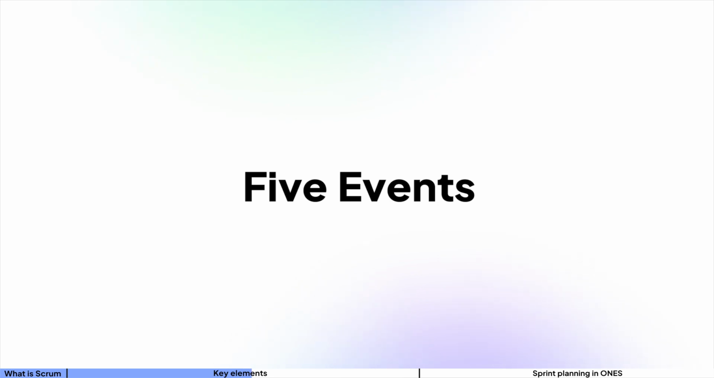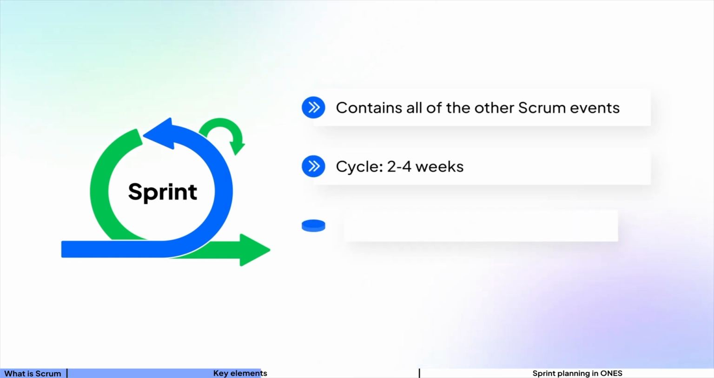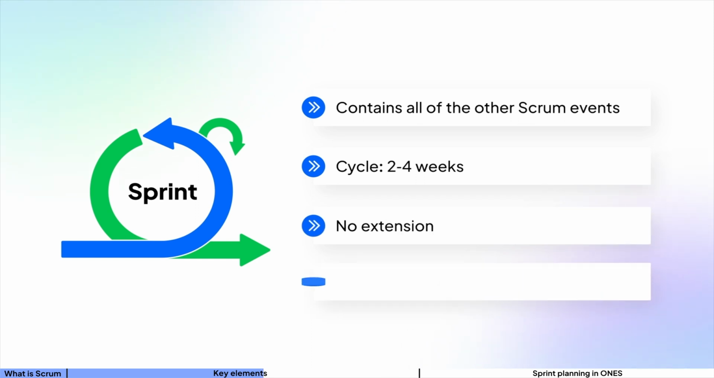Next, let's have a look at the 5 events. The first one is sprint. It contains all of the other Scrum events, with a cycle of 2 to 4 weeks. No extension will happen, and it's time-boxed within 15 minutes.